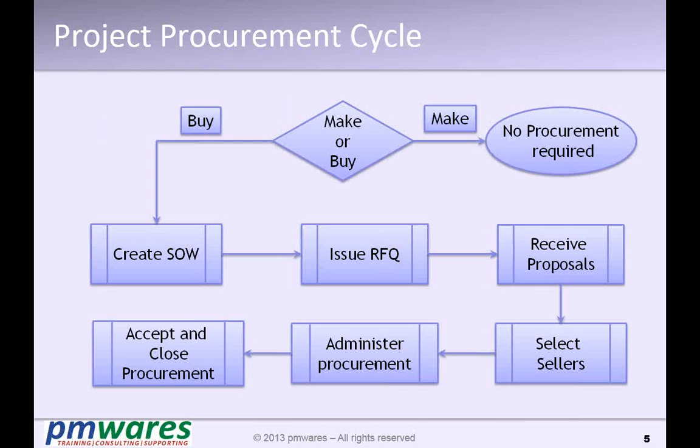Administer means ensuring that the things which need to be procured are being procured as per the specifications. They have that quality. The terms and conditions set out in the contract are being followed. So all this, ensuring compliance with the contract, is administration. And once the things are completely procured, we accept it, provide our acceptance to the vendor, and close the procurement process.